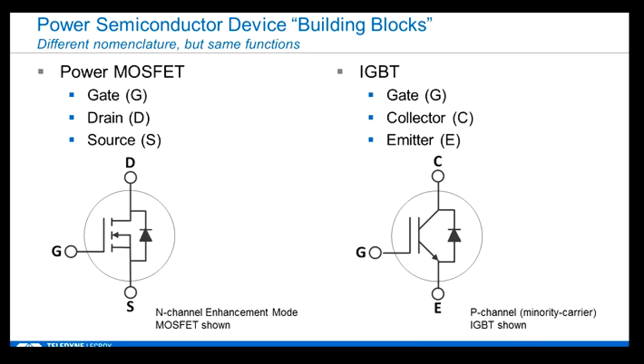The building blocks, the power semiconductor building blocks, either MOSFETs or IGBTs, you'll see both of these in circuits. They have slightly different names for the same things. A MOSFET has a drain and a source. On an IGBT, we have a collector and an emitter. MOSFETs are generally N-channel, enhancement mode MOSFETs, and the IGBTs are generally P-channel, minority carrier. That's just the way it is. It gets you better efficiency, better overall operation in these kinds of circuits.